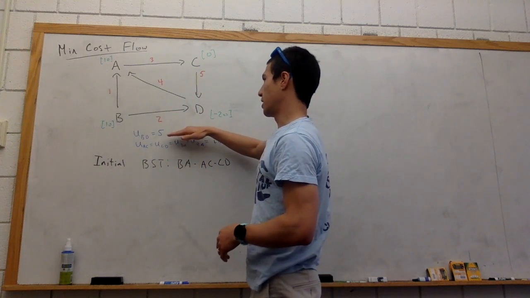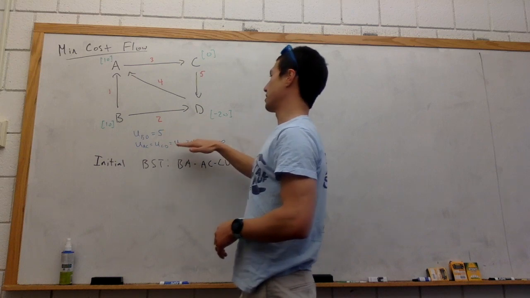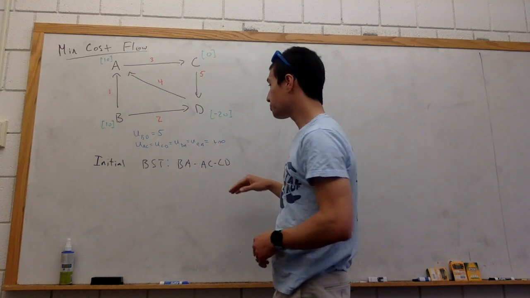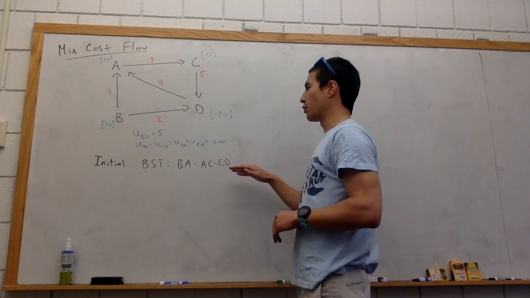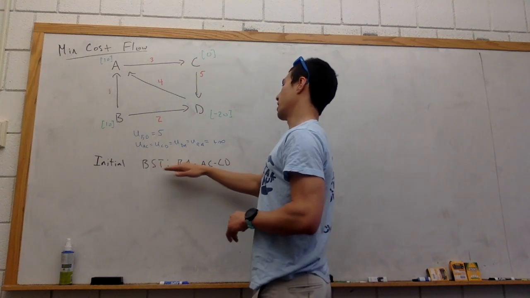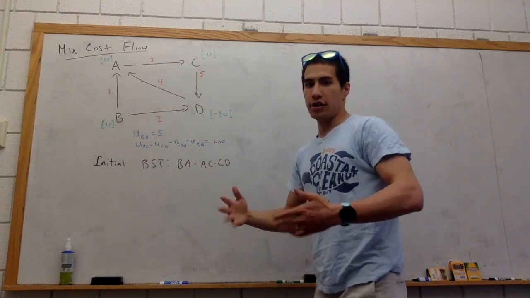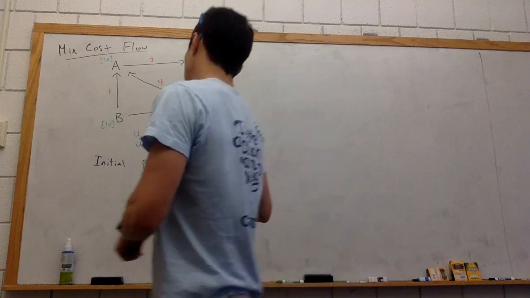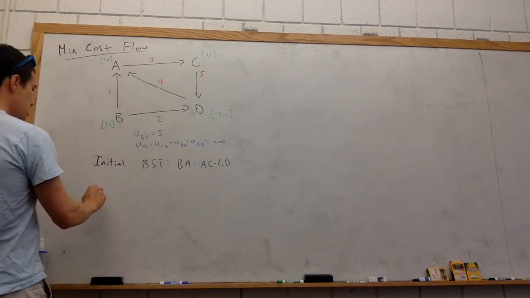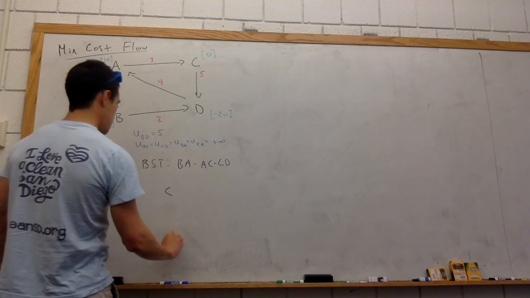And we're also given that the capacity for edge BD is 5, and the capacity for the rest of the edges is infinity. Okay, so we're going to do this using the network simplex method. We're given that this initial basic spanning tree is going to be BA, AC, CD. So let's calculate what our initial basic feasible solution is, and it's easy to do that since this is a tree.